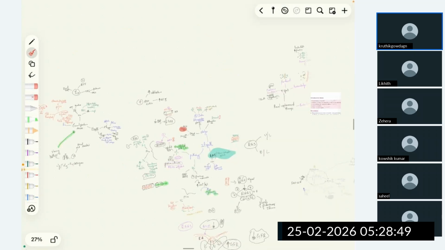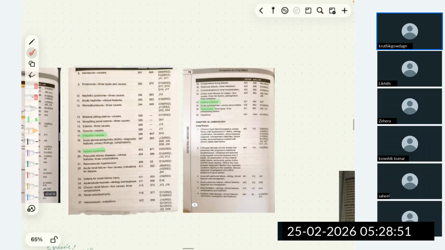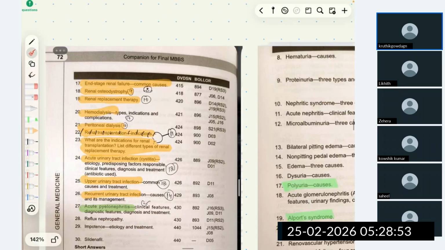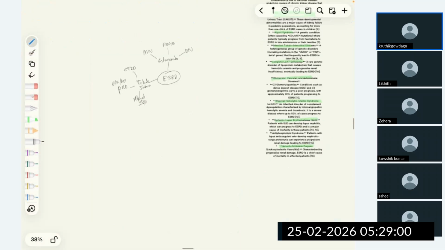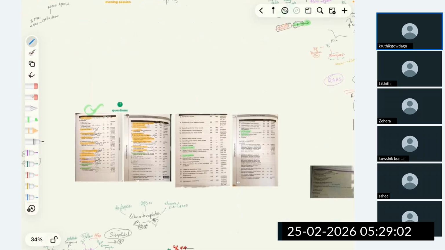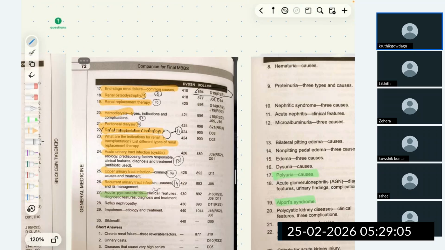I think it's asked only once. Yes, but I didn't get the specific answer for it, so I briefly mentioned it. You can manage this question like this. Let's proceed to the next question, that is renal osteodystrophy. Very interesting topic.